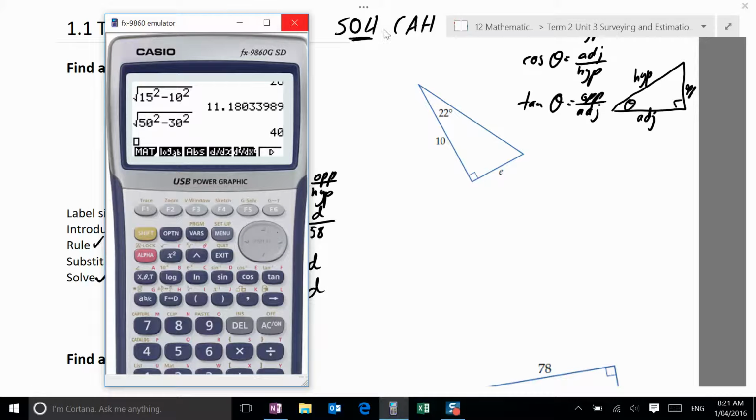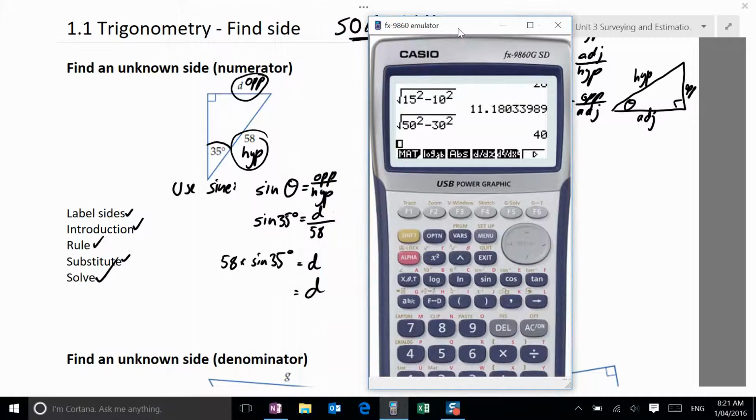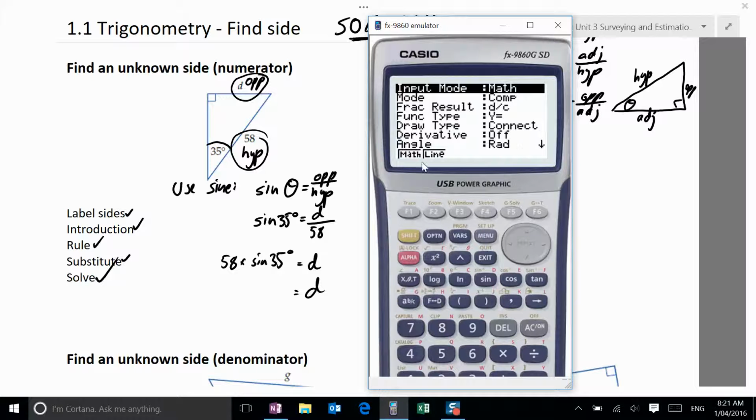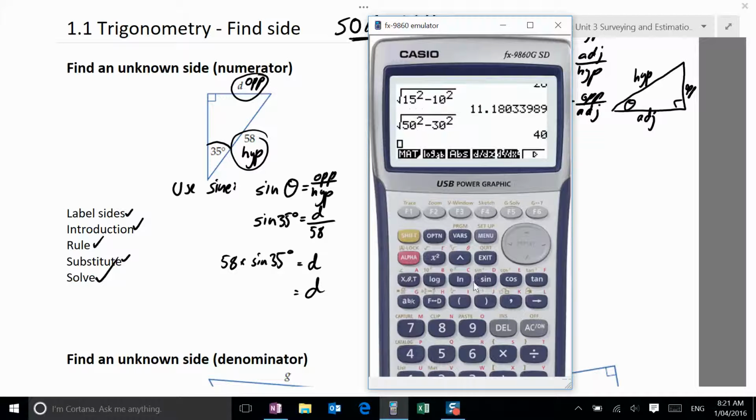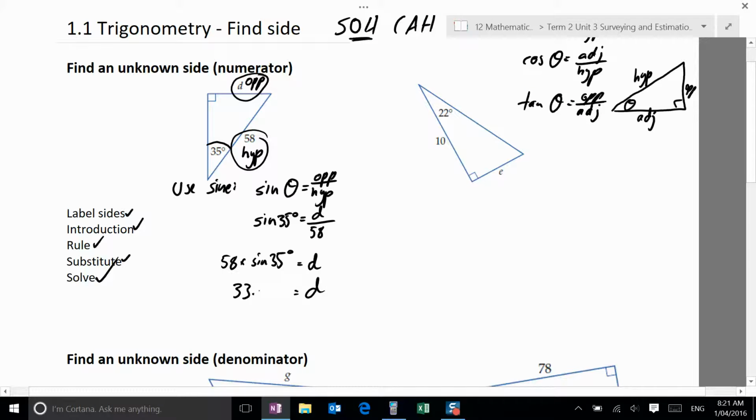Make sure in your calculators, especially when you're in the exams and they get you to reset your calculator, from the run mode, shift and menu, scroll down to angle, degrees. So 58 times sine of 35 gets me 33.27. I'm going to round up because that 7 is bigger than 5. 33.27. What units? No units. Great work.